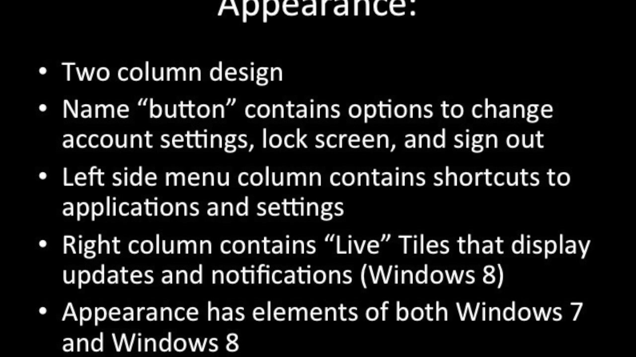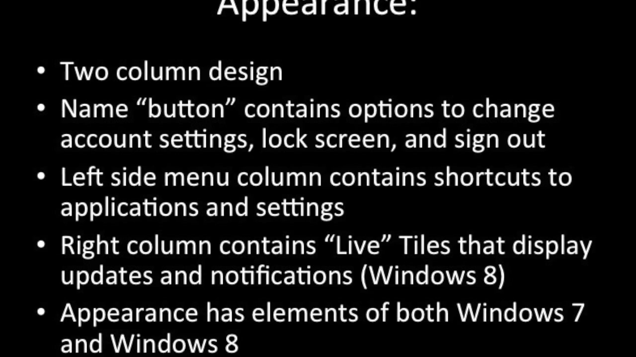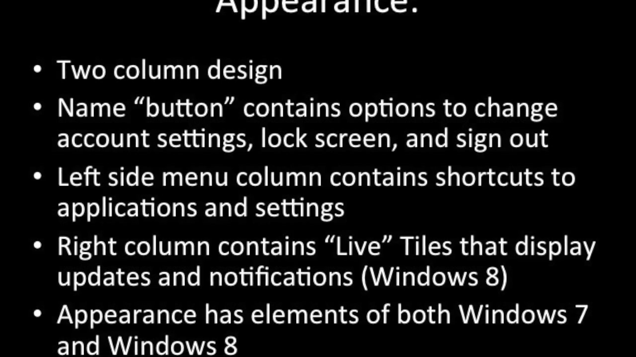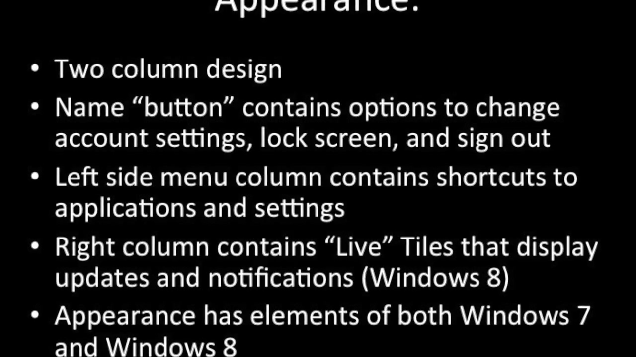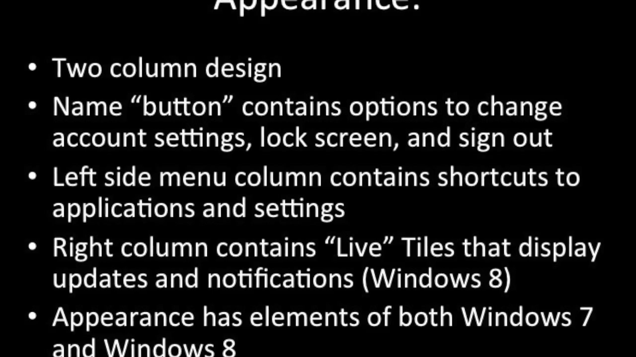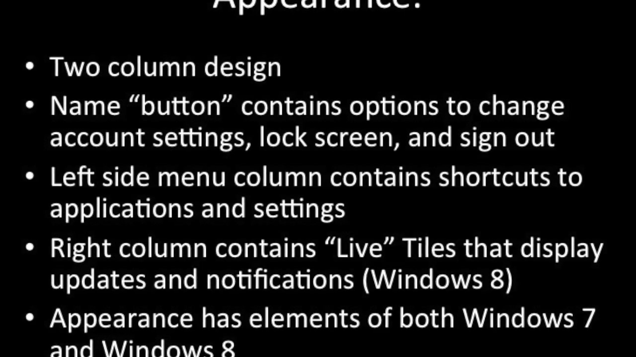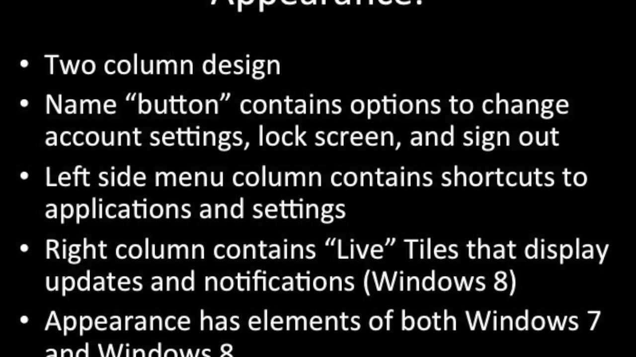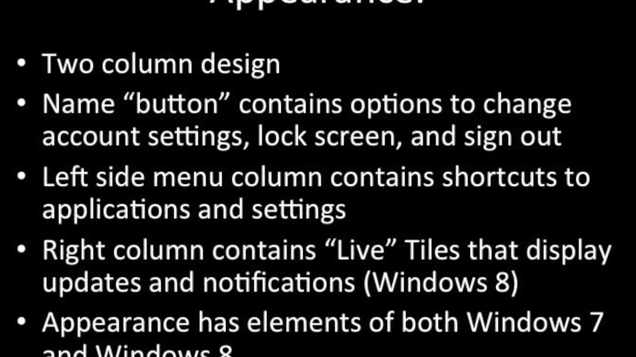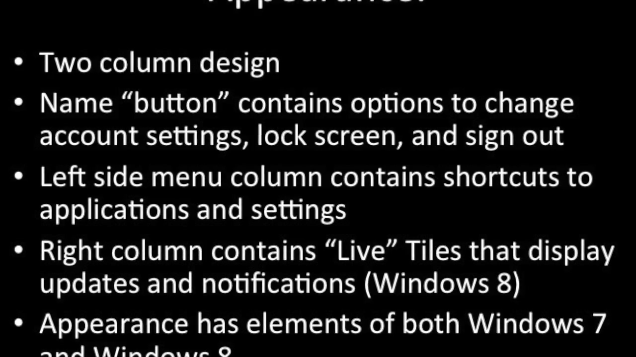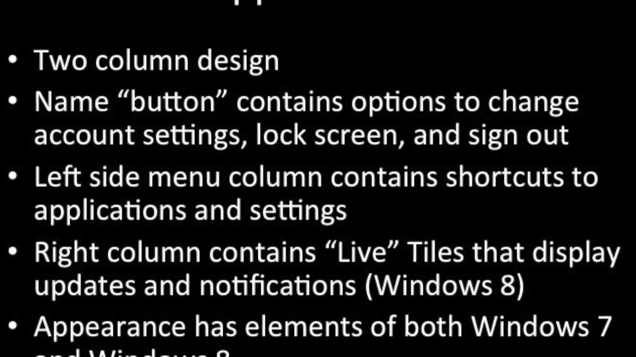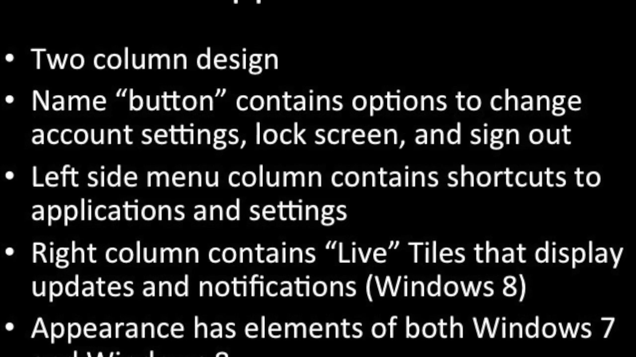Okay, let's talk a little about the appearance of the new Start menu in Windows 10. The Start menu uses a two-column layout. The left column features a vertical list of frequently used applications, as well as links to the All Apps menu, the power button that has sleep, shutdown, and restart options, the settings menu, and the file explorer menu. On the right side, you'll find the live tiles that were first found in the Windows 8 layout. The appearance in general has elements of both Windows 7 and Windows 8.